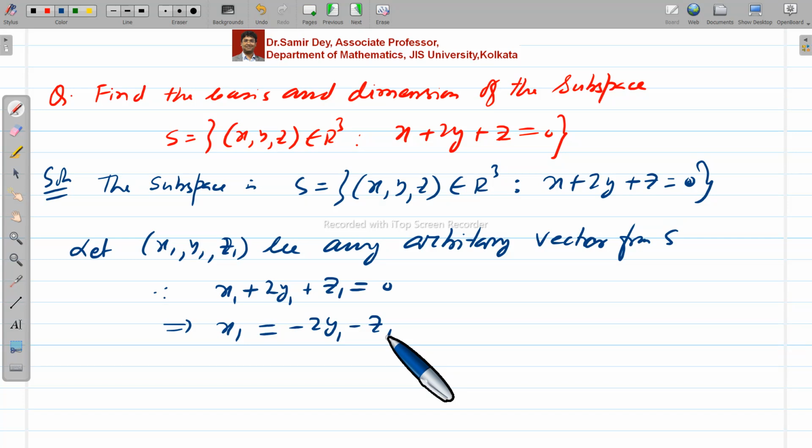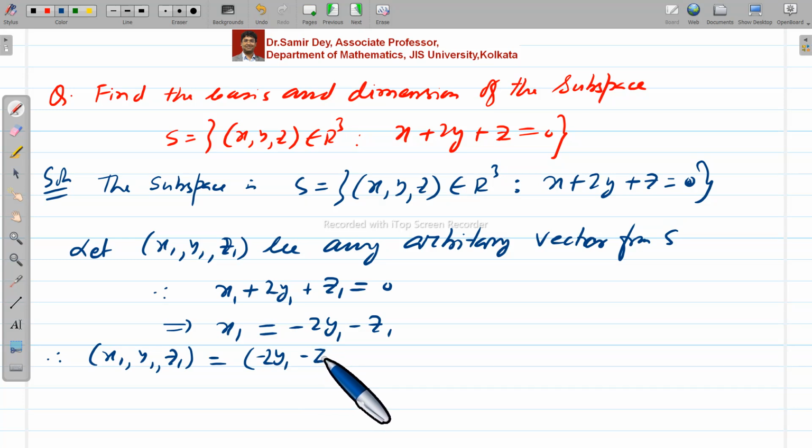Okay, so now therefore you can check, that is x1, y1, z1. This line is very, very important. So you are replacing x1 with how much? Minus 2y1 minus z1, comma y1, comma z1. Okay, so now please check. There are three components you have. What is the coefficient of y1? Very good. For y1, that is -2.